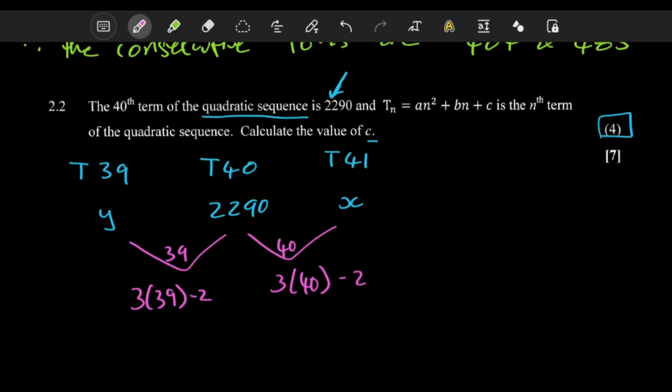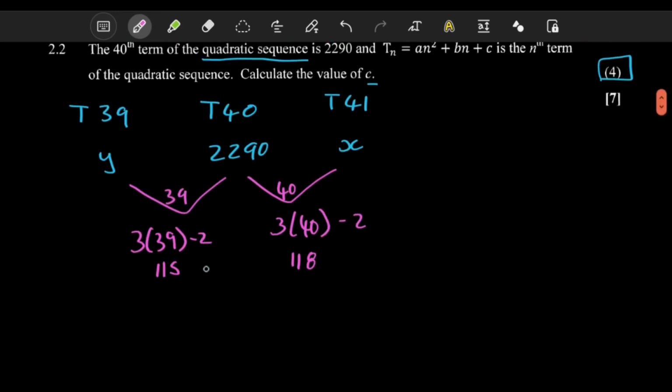Let's see. The value here is just going to be 115. And then the one after that, 3 times the 40 there, minus the 2. That one is 118. So it's 118 over there. So 118 and 115.